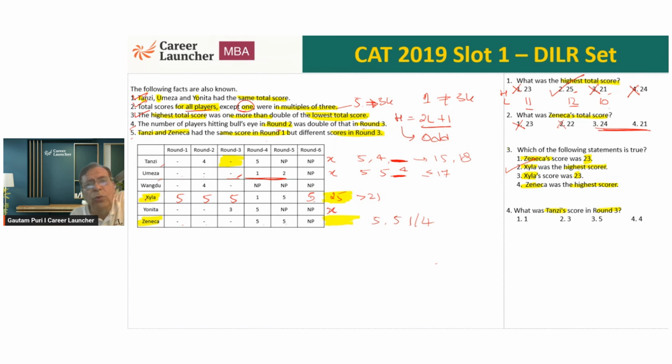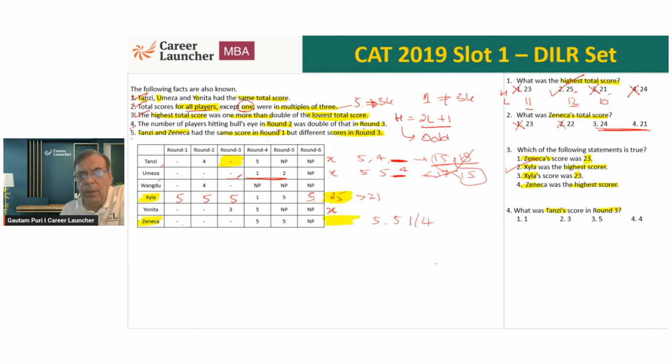Tanzi and Omega's score is the same, right? That means 18 is not possible. And Omega in any case needs to be a multiple of 3, because all except one are multiples of 3. And who's not a multiple of 3? Xylon. So 18 cannot be, it will be 15. That means this should also be 15. Tanzi had only two options, 15 and 18. Omega has to be less than 17, so it has to be 15 because of multiple of 3.